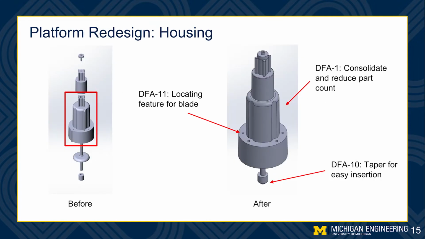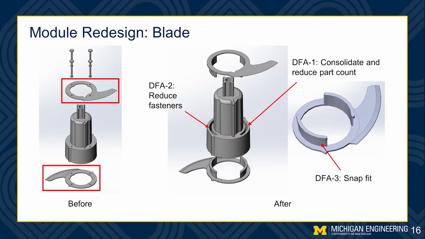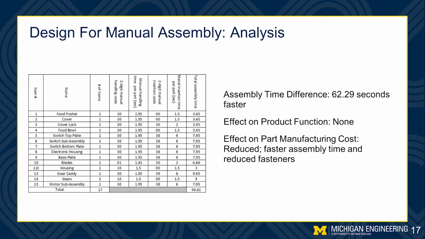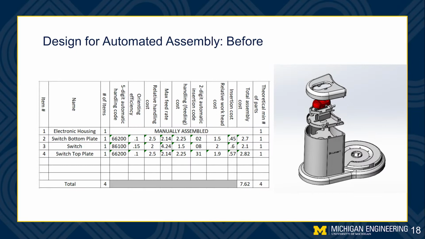The new housing design consolidates and reduces part count, has a locating feature for the blade, and adds taper for easy insertion. The new blade design consolidates and reduces part count, has a snap fit, and reduces fasteners. The new design reduces assembly time by 62.29 seconds, has no effect on product function, and reduces manufacturing costs by removing fasteners.